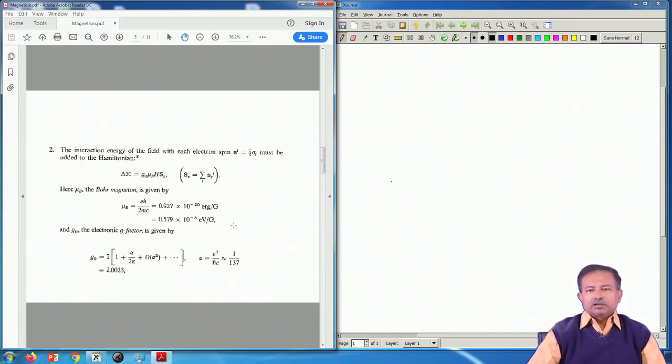Compare this with electronic energies in a solid, which are of the order of an electron volt. The Fermi energies are typically 2 to 5 electron volts. So, this is lower by a factor of about 10 to the minus 5, even at a field of a Tesla. That has to be borne in mind, because the magnetic energies are far smaller than the electric energies coming from Coulomb interactions.